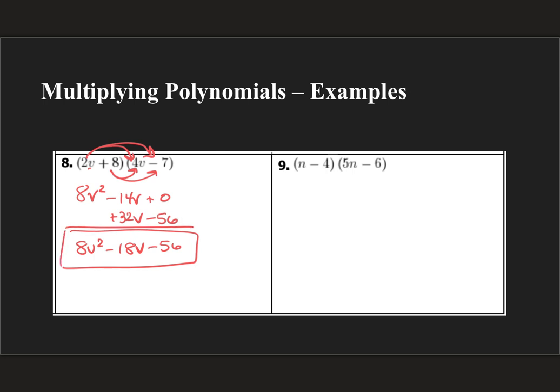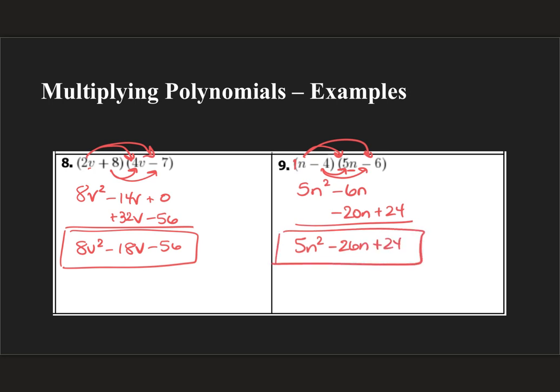We'll do the same thing with number 9. We're going to do n times 5n, which is 1 times 5 is 5, and then n times n is n squared. 1n times negative 6 is negative 6n. Then we're going to take our negative 4 times 5, and that's going to be negative 20, but we're going to have one n, so I'm going to put it under here, negative 20n. And then negative 4 times negative 6 is going to give us a positive number. That'll be plus 24. Then I add them together. So 5n squared, negative 6 and negative 20 gives me negative 26n, and 24.